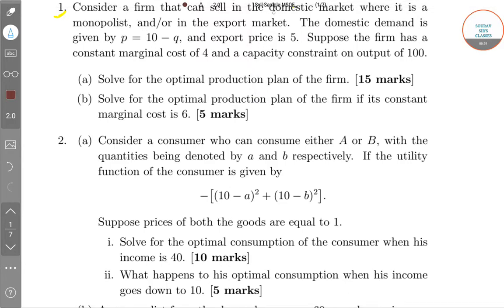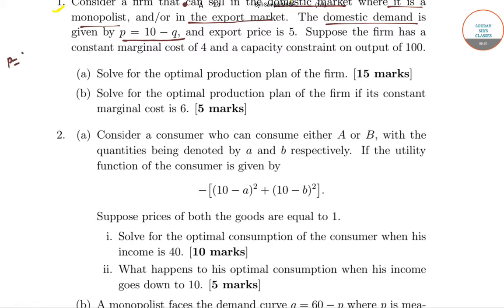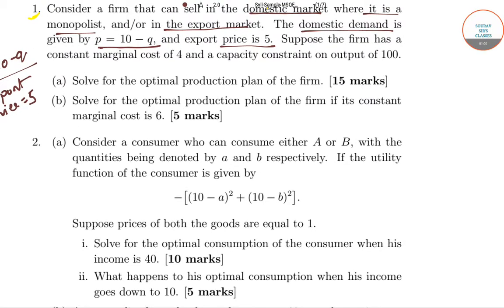Consider a firm that can sell in the domestic market, where it is a monopolist, and or in the export market. The domestic demand is given as P equals 10 minus Q, and the export price is given as 5. It is also given that the firm has a constant marginal cost of 4, and the capacity constraint on output is 100.